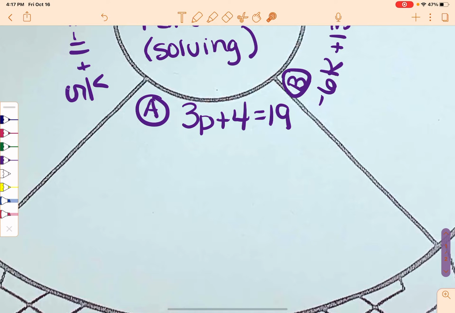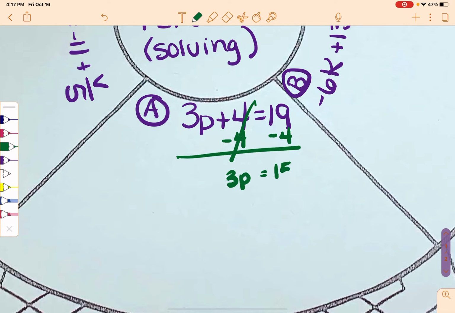So I have 3p plus 4 equals 19. So my first step has to be to get the 3p by itself. So the opposite of adding 4 is subtracting 4. Remember, whatever you do to one side of the equal, you do to the other. So those cancel out to 0. It's 3p. And then 19 minus 4 is 15.